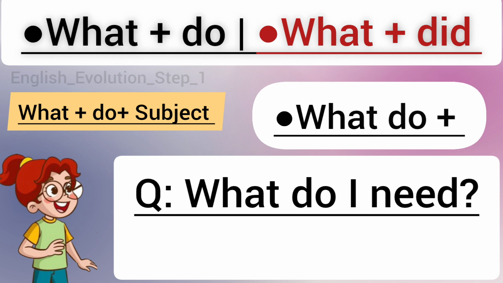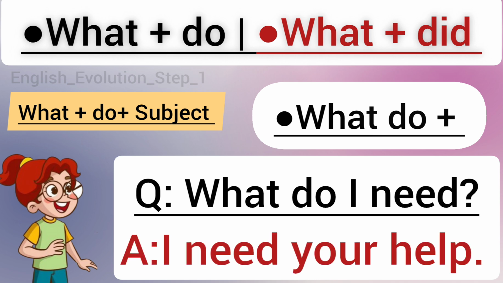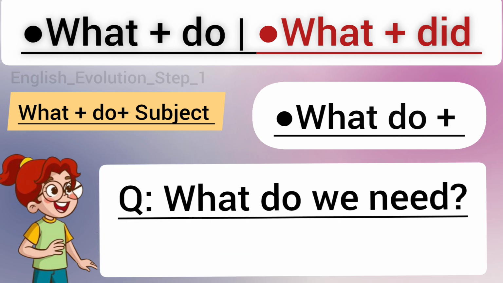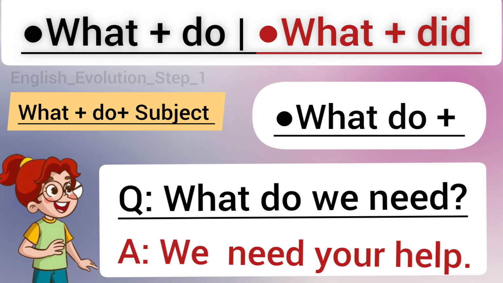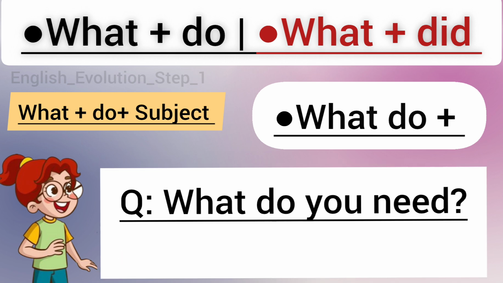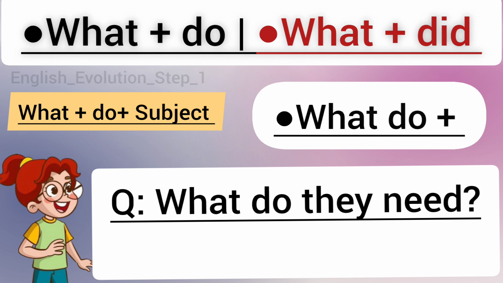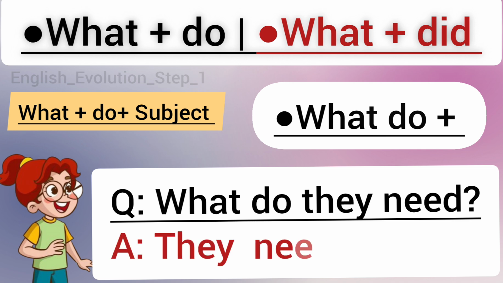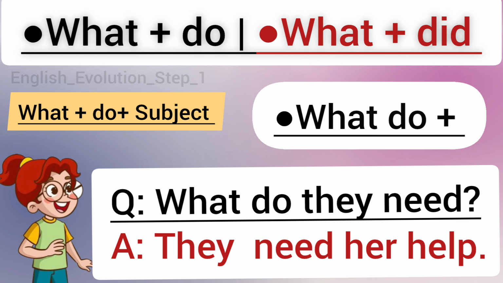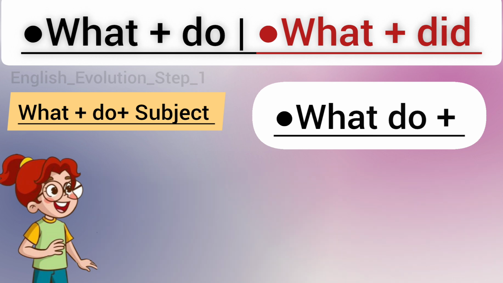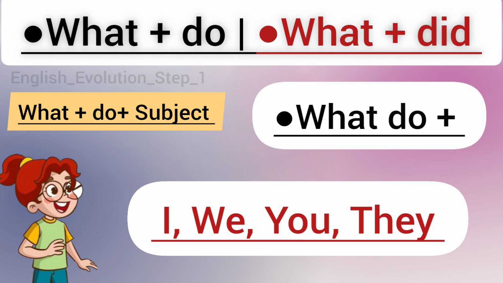What do I need? I need your help. What do we need? We need your help. What do you need? You need my help. What do they need? They need her help. Now you see, what do plus I, we, you, and they.